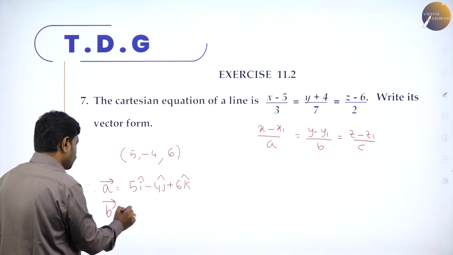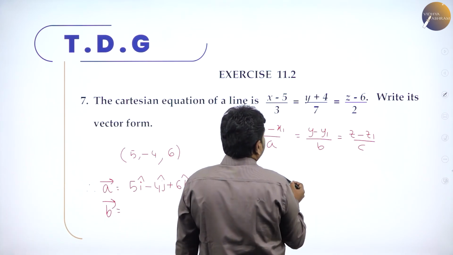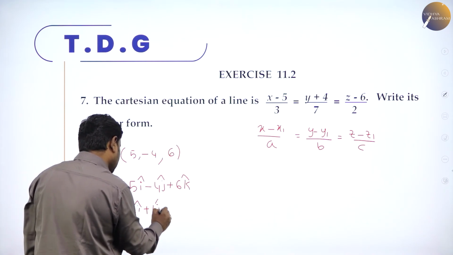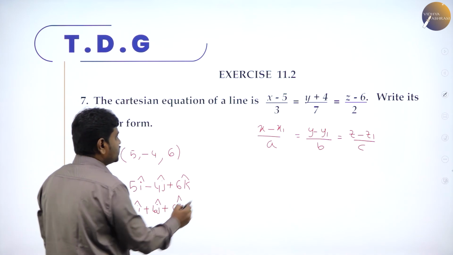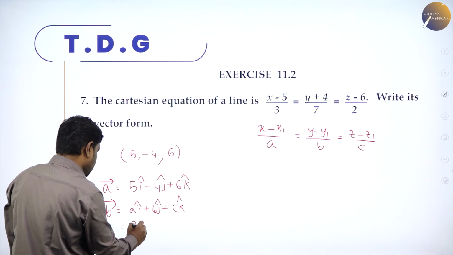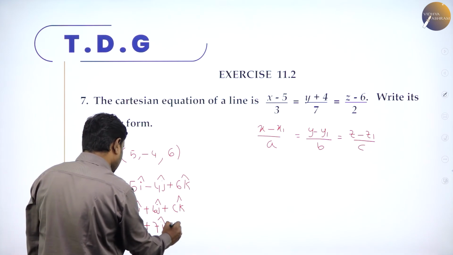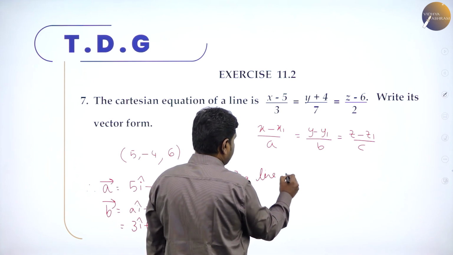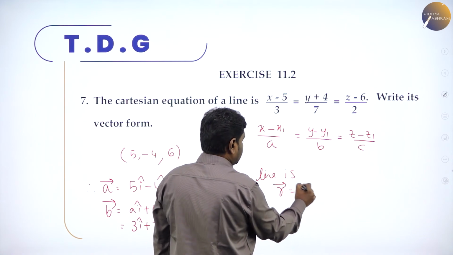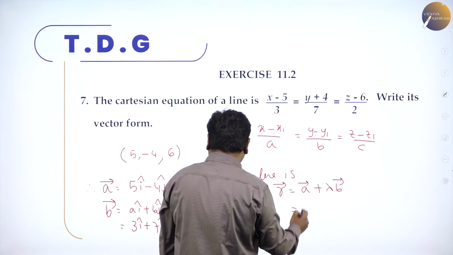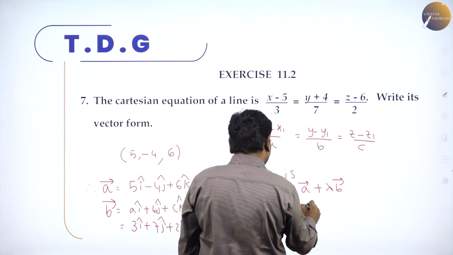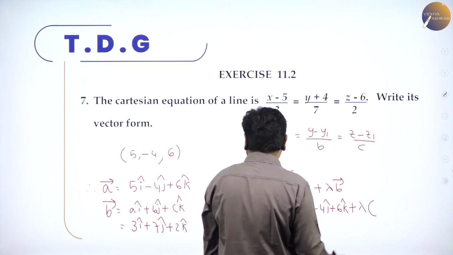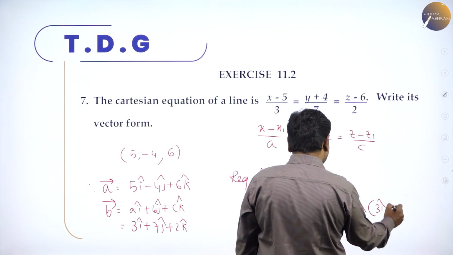Now we write parallel vector. What is parallel vector? See the denominator 3, 7, 2. So in the place of parallel vector we say ai cap plus bj cap plus ck cap. You have a, b, c. What is a, b, c? 3, 7, 2. That is 3i cap plus 7j cap plus 2k cap. Now what is the required line? Required line is vector r is equal to vector a plus lambda vector b. That is vector r is equal to vector a, which is 5i cap minus 4j cap plus 6k cap, plus lambda times b. What is b? 3i cap plus 7j cap plus 2k cap.